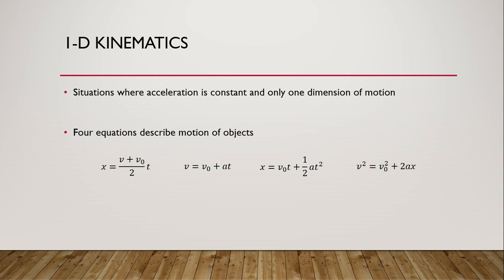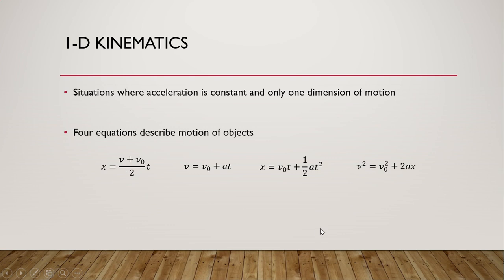And for one-dimensional kinematics, you only have one dimension of motion, meaning it's forwards and backwards, up and down, or side to side. And you get four equations which describe position, velocity, initial velocity, acceleration, and time. And here are the four equations. I usually refer to these as the toolbox equations.